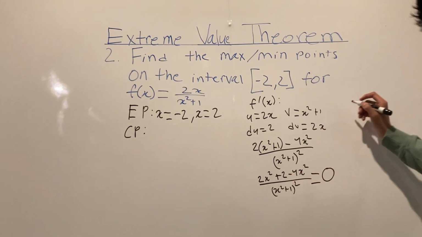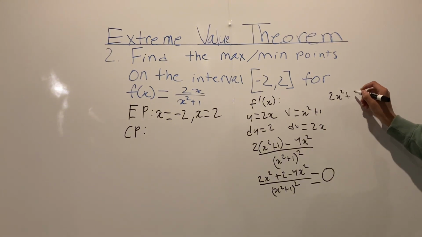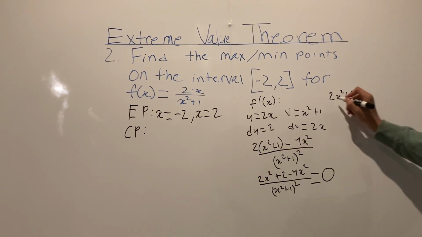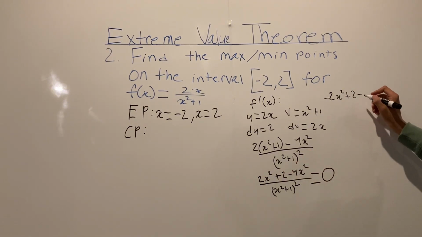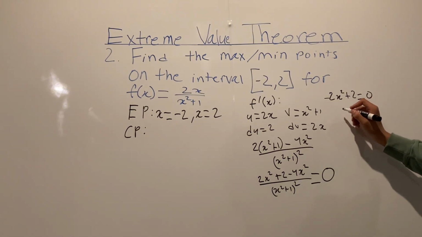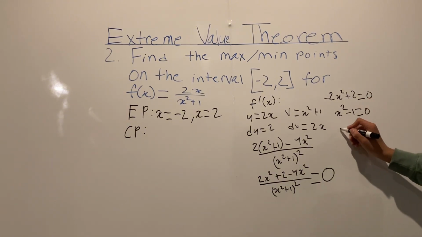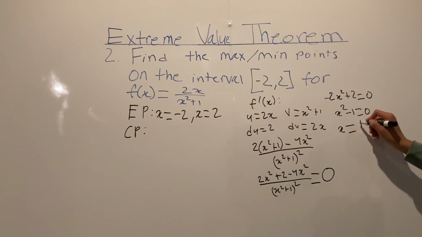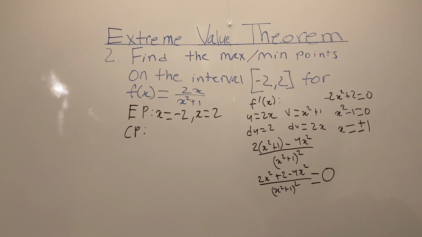So let's solve it on the side here. 2x squared plus 2 minus 4x squared equals 0. Now, we can simplify, we can divide by negative 2 on both sides, so we'll end up having x squared minus 1 equals 0. And now we'll have x equals plus or minus 1. So we have 2 points where there's a horizontal tangent line, 1 and negative 1.